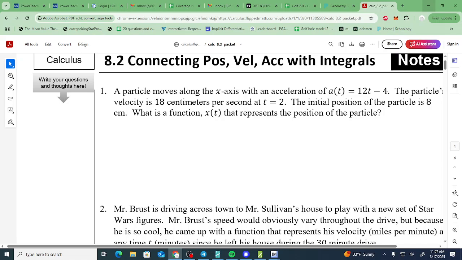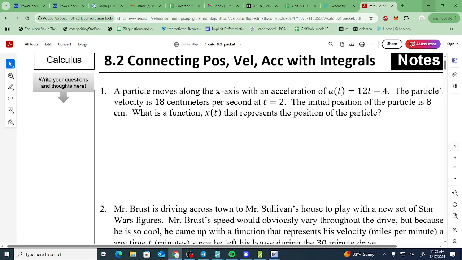Start with position. If I take the derivative of position, that's velocity. If I take the second derivative of position, that is the first derivative of velocity, which is acceleration. So we're just going to go up the chain.